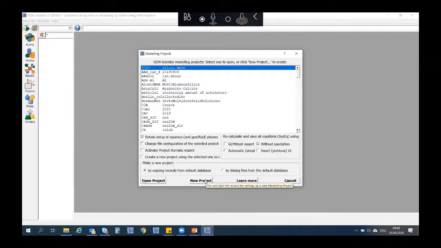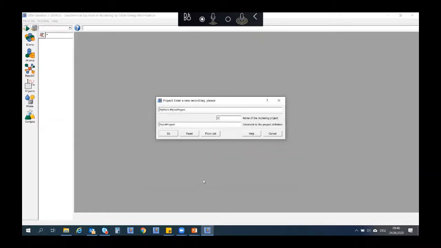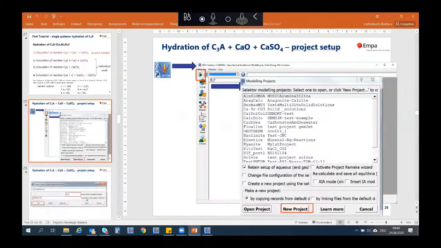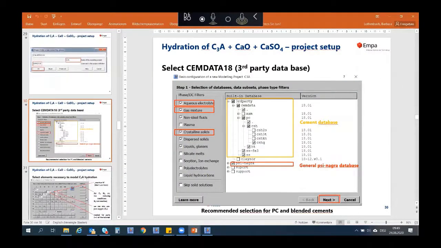You will have much less here than I, because I use it, so I already have a lot of these processes. I want to make a new project, so I select new project. We call it C3A. I have to call it C3A 2 because I already have so many C3As. So it's not easy to do.